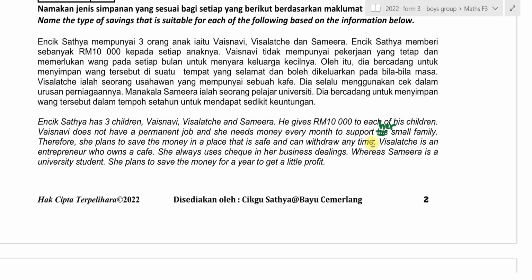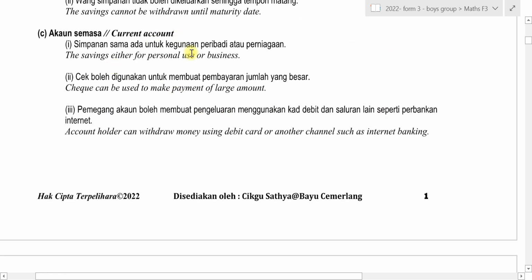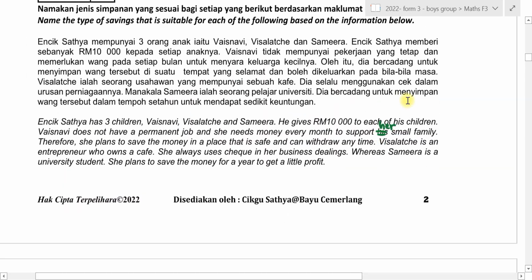Investment. Saving has only 3 types. Look: savings account, fixed deposit account, current account. You want to withdraw anytime? Savings account. Very good. And then Visalachi is an entrepreneur who owns a cafe. She always uses checks in her business dealings. Current account. Whereas Samira is a university student, she planned to save the money for a year to get a little profit. Fixed deposit for 1 year.